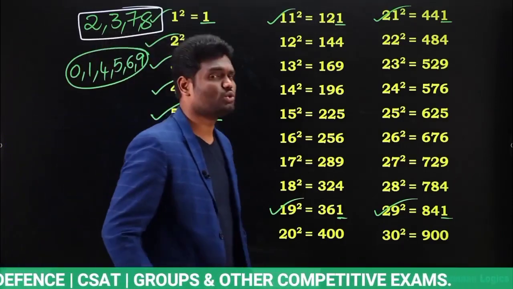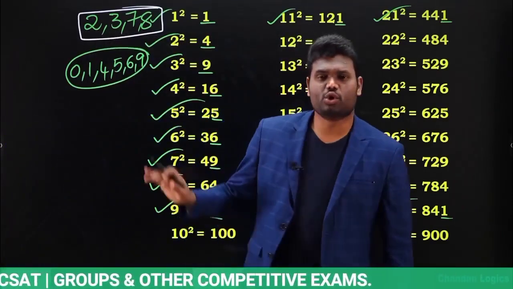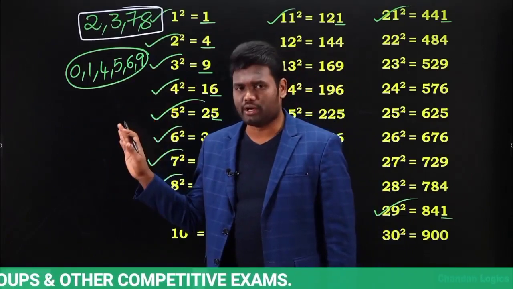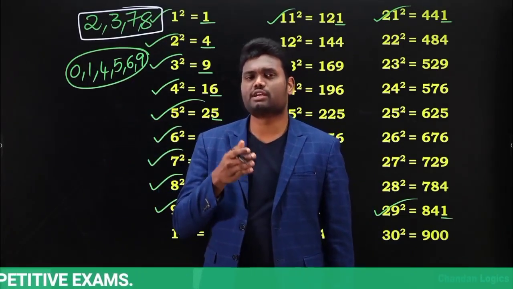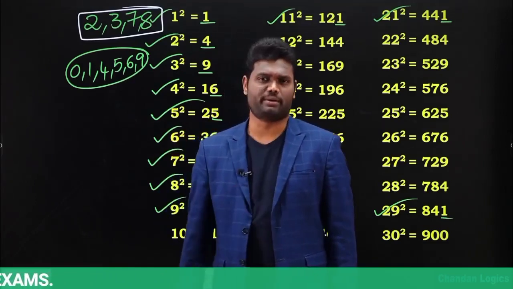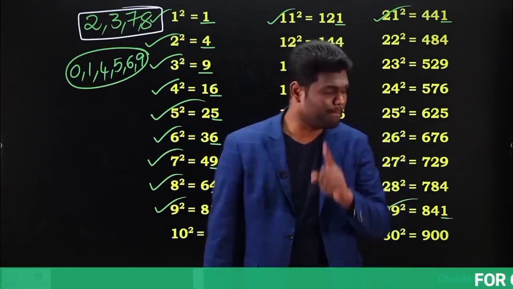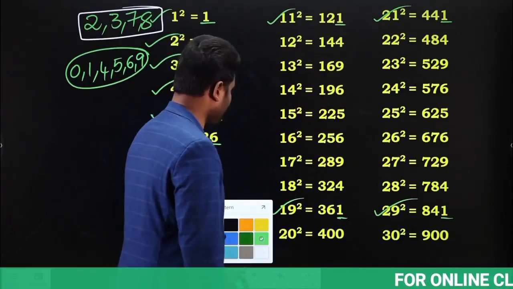They never end with 2, 3, 7, 8. Okay. So these are the important points which are to be noted while solving how to calculate the square root of a perfect square number. Okay. We are going to discuss completely based upon perfect square numbers only.